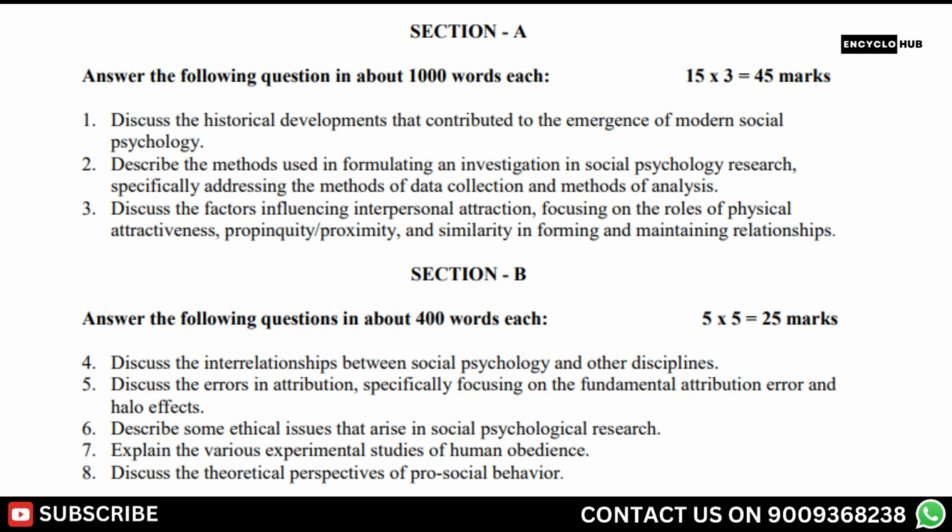Section B. Answer the following questions in about 400 words each. 5 times 5 is equal to 25 marks. 4. Discuss the interrelationships between social psychology and other disciplines.